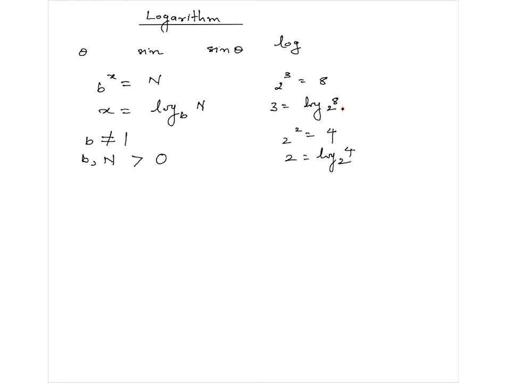You can also think of it in this manner. If 3 is log of 8 to the base 2, it means that 2 raised to the power 3 will give 8. It makes sort of a circle. 2 to the power 3 equal to 8. Like that, a clockwise circle.